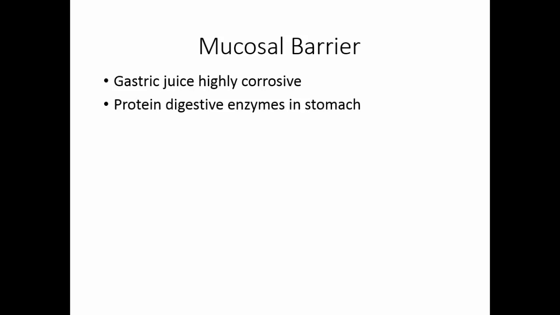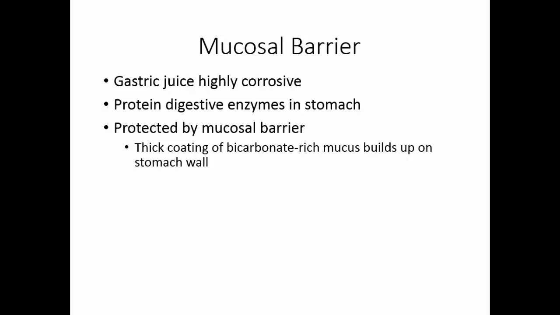Those protein digestive enzymes would digest your stomach tissue, so we have to be very careful about keeping them inactive until they really have something to work on. The stomach lining is protected by a mucosal barrier layer. This is a thick coating of bicarbonate-rich mucus. It builds up on the stomach wall. Those mucus cells produce it.